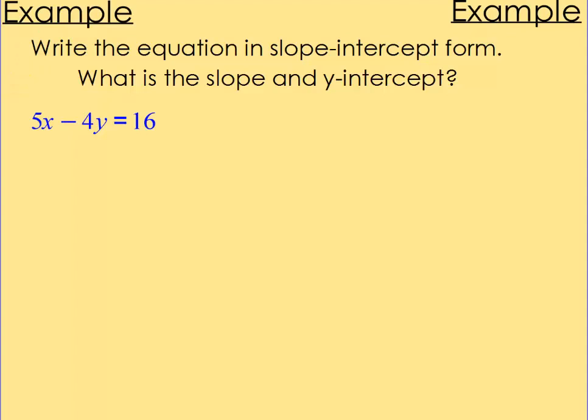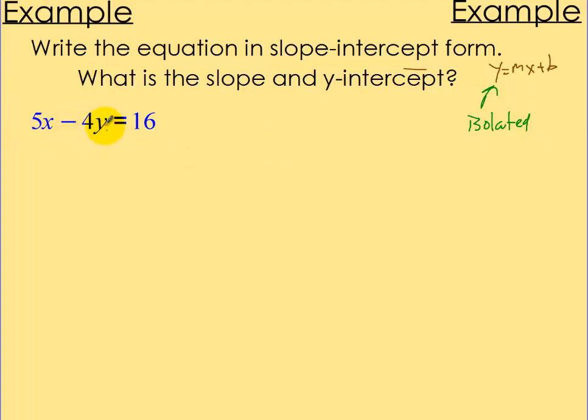Let's try some examples. Pause the video. Okay, write the equation in slope-intercept form. What is the slope and y-intercept? We have to convert this to slope-intercept form, y equals mx plus b. The key here is the y is isolated. So whatever this equation is, I have to isolate the y value.